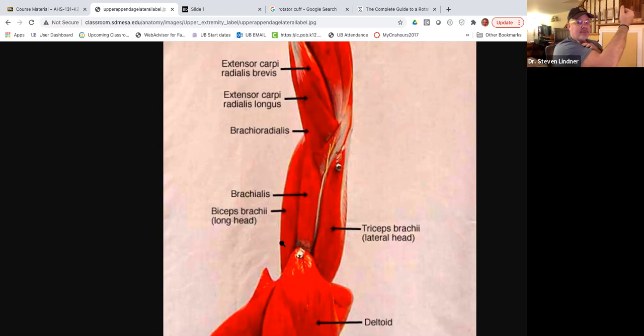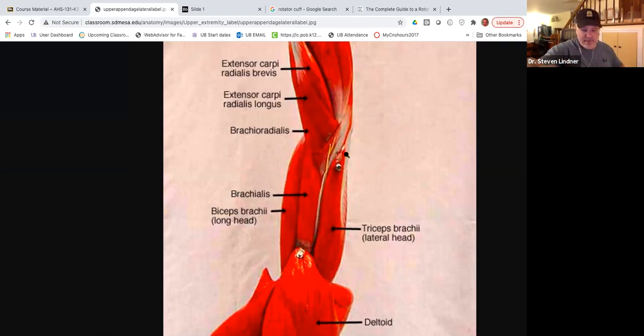If the biceps flexes the shoulder, what does the triceps do at the shoulder? Well, it's got to do the opposite. It has to extend the shoulder. If the biceps flex the elbow, what do the triceps do at the elbow?